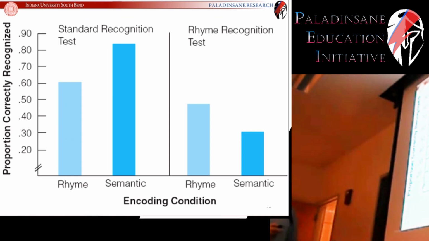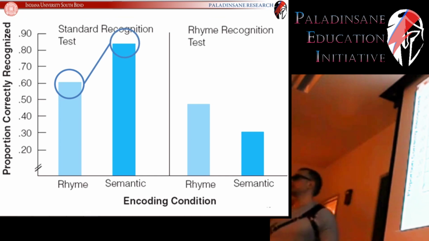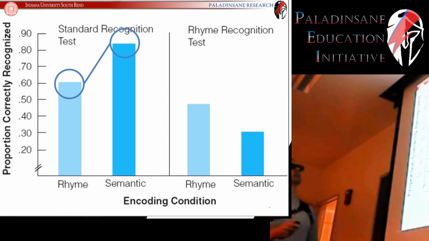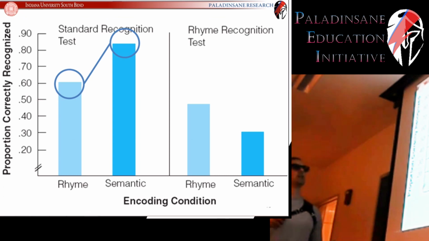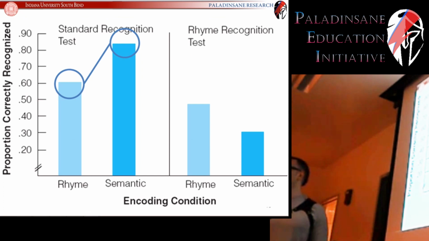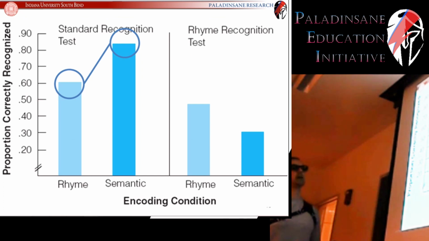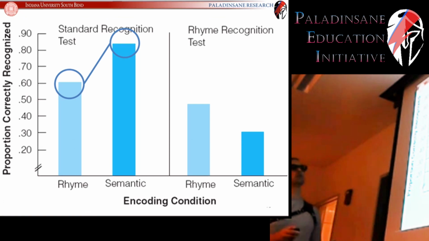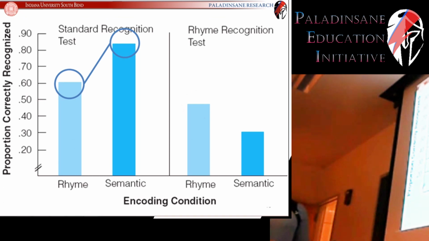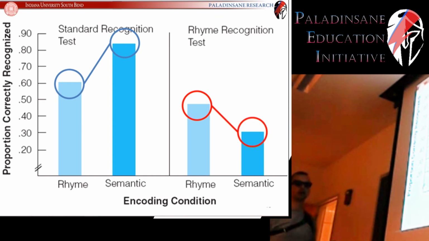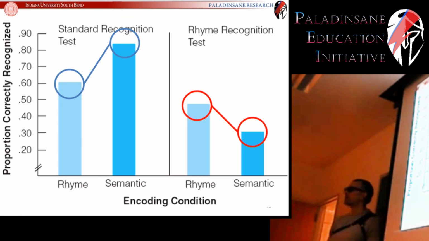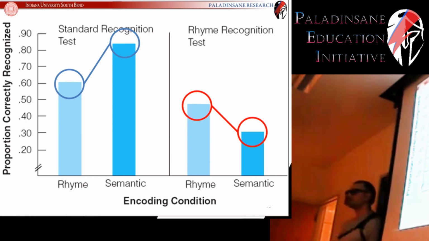So for standard recognition tests, rhyming is poorer than semantic encoding. If you're doing standard recognition tests, you are worse off if you learn using rhyming than if you learn using semantic encoding. But that doesn't mean that semantic is always better. Because if you are doing a rhyme recognition test, you are better off learning under rhyming encoding than under semantic encoding.